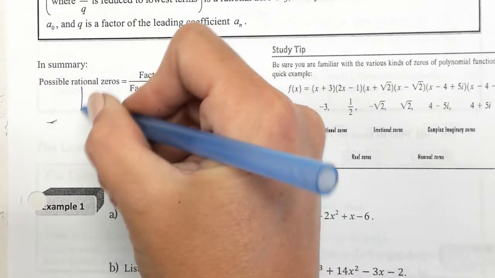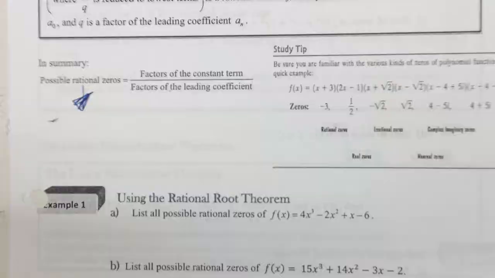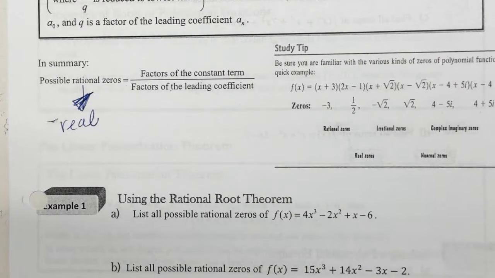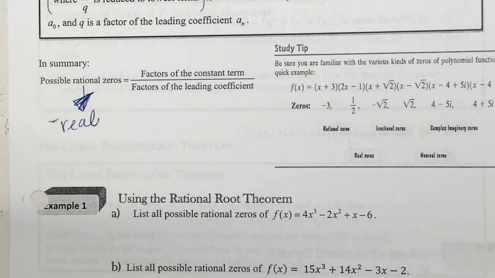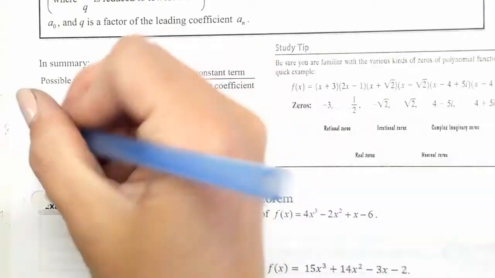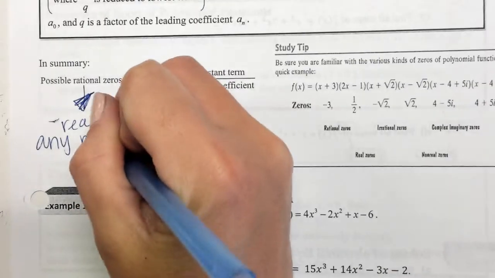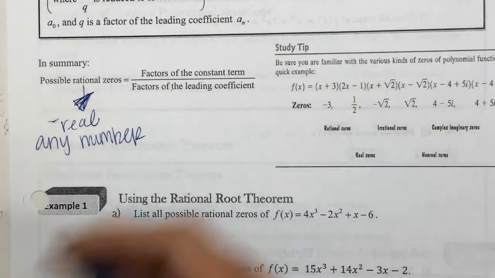What does rational mean? What are rational numbers? Real numbers. What else? Y'all talk to me. What are rational numbers? They're real, but what kind? Positive or negative. They could be either one. Do they have to be whole numbers? Nope. So any number on a number line, pretty much. Any real number that can be listed as a fraction.